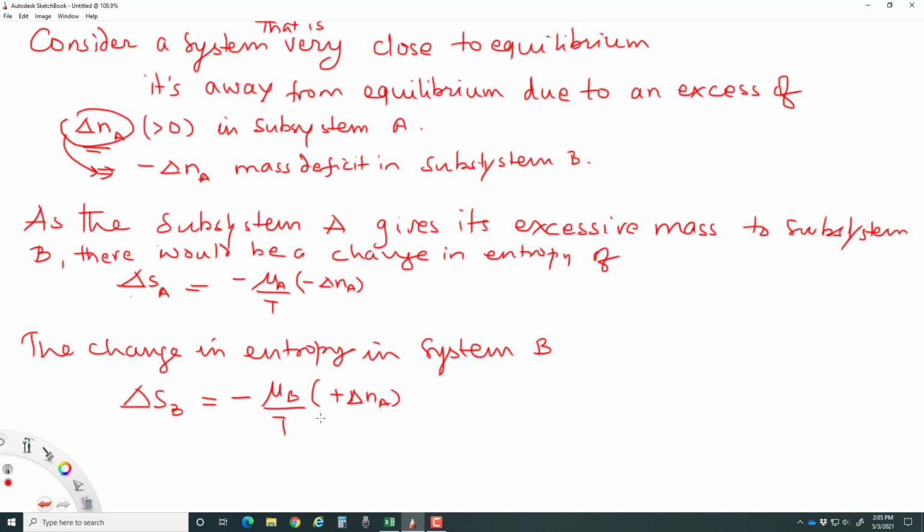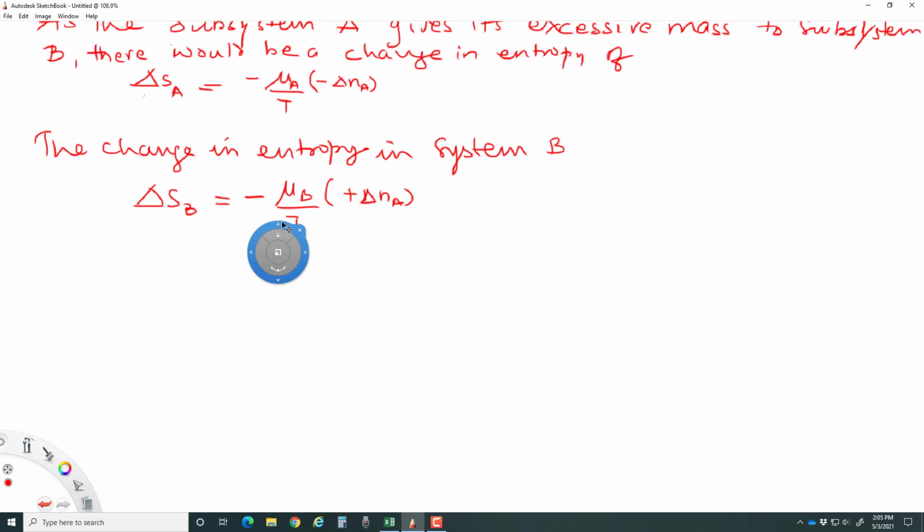In both cases, as they reach the equilibrium, because it's a very small change, we consider that the temperature doesn't significantly differ between the two subsystems. So we can just consider the temperature to be T for both subsystems because this is very small. They're almost near the equilibrium.